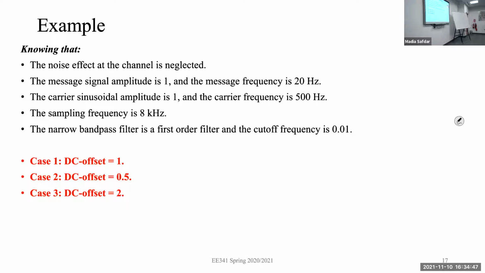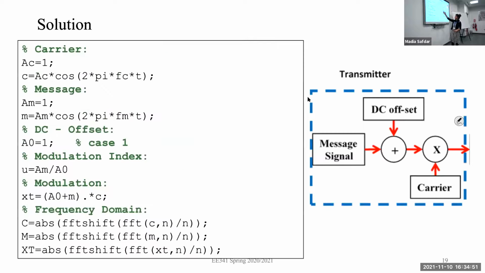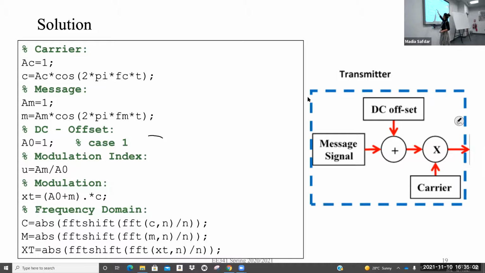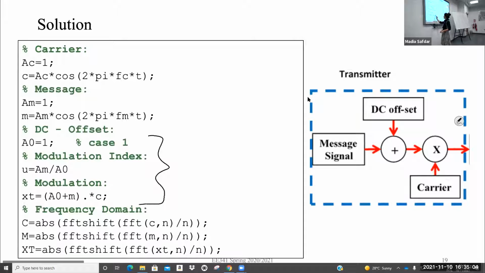So then, what we do is define the carrier, define the message, add the DC offset, modulation index. These steps are new.